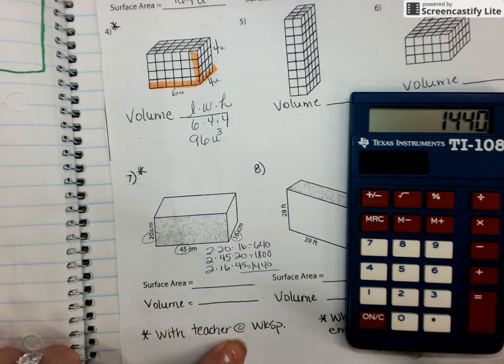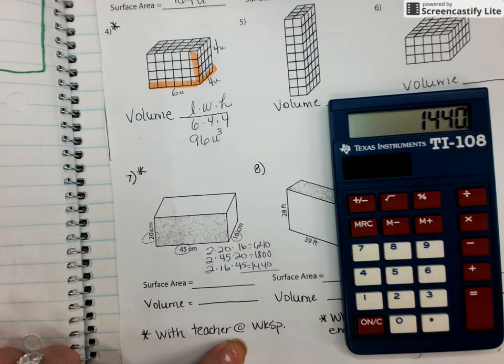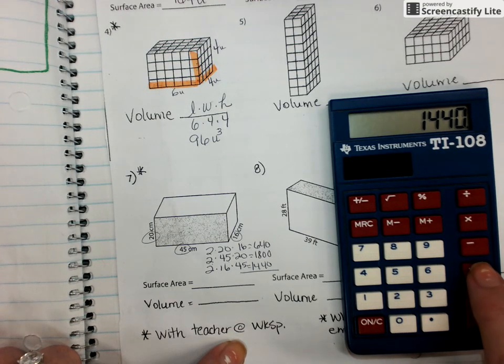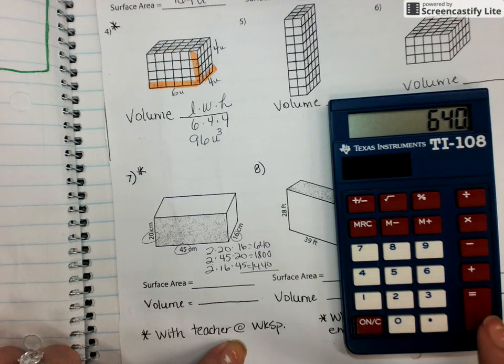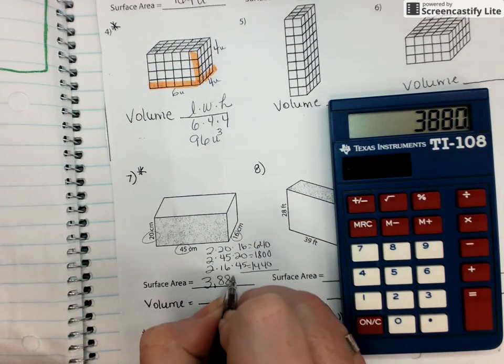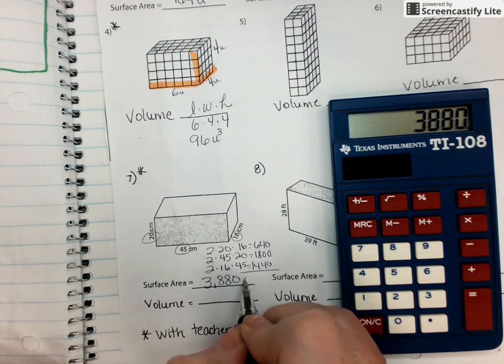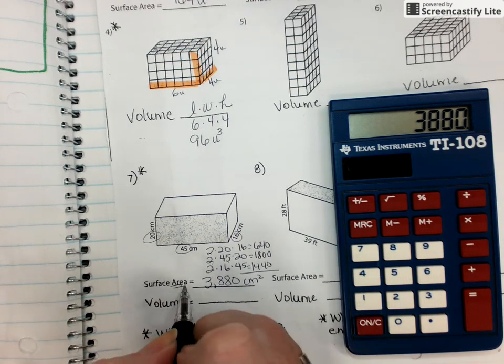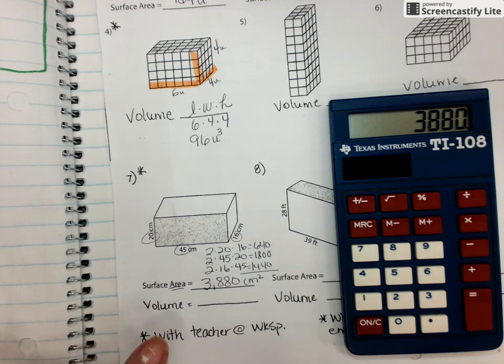Then add them all together. I've got 1440 already in my calculator. So add to that 1,800 and 640, and I get 3,880 centimeters squared, because I'm talking area, so it's going to be squared.